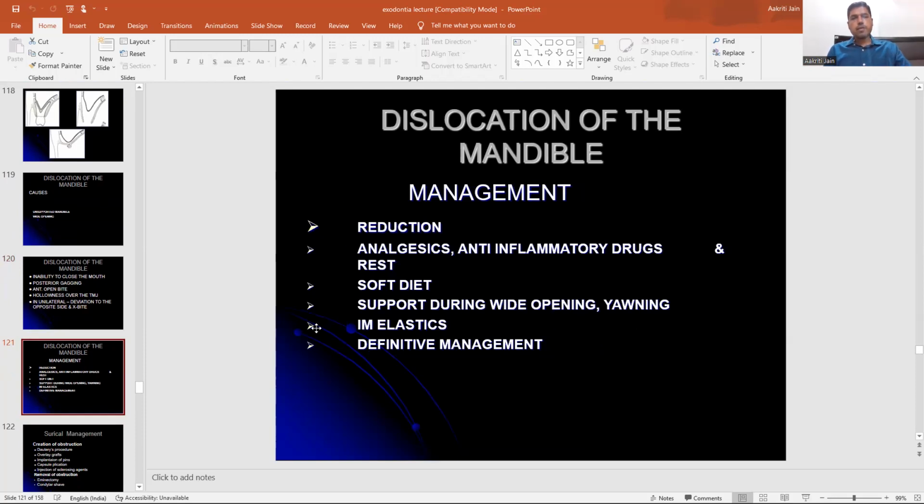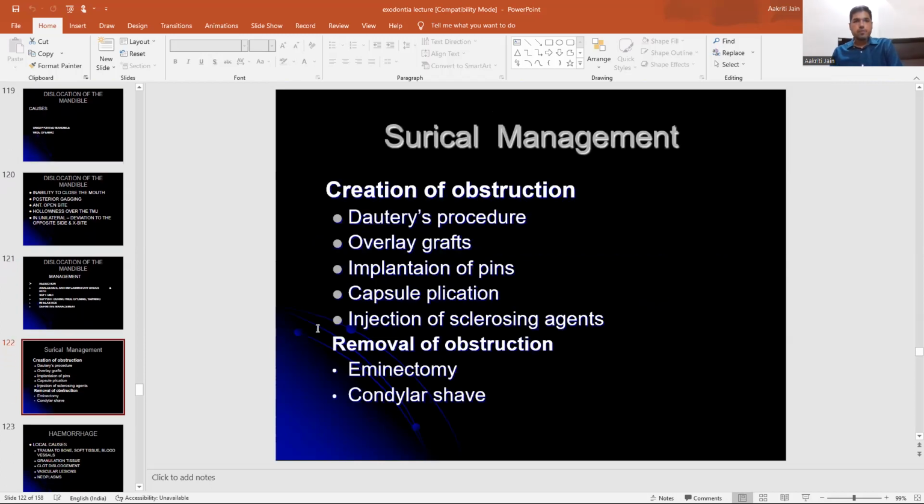The management includes reduction, analgesics or anti-inflammatory drugs, and rest. Soft diet, supporting the jaw during wide opening and yawning. IM elastics can be placed, and the last one is definitive management. The surgical management comprises creation of obstruction, which are Dautrey's procedures, overlay grafts, implantation of pins, capsule application, injection of sclerosing agents, and removal of obstructions like eminectomy and condylar shave.